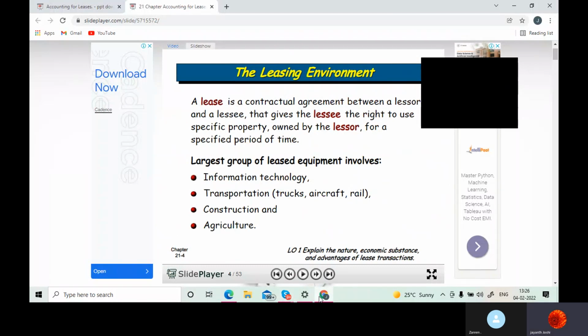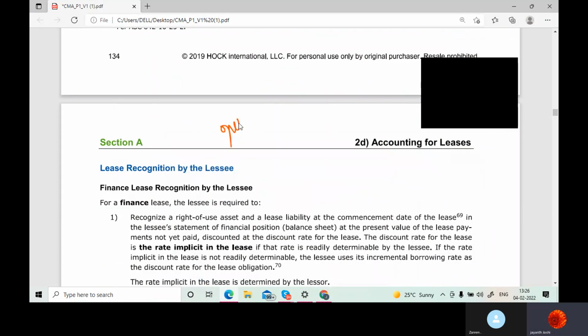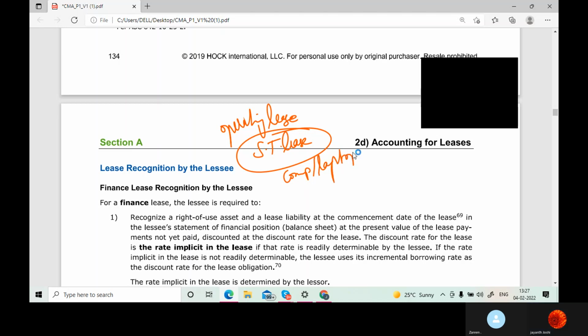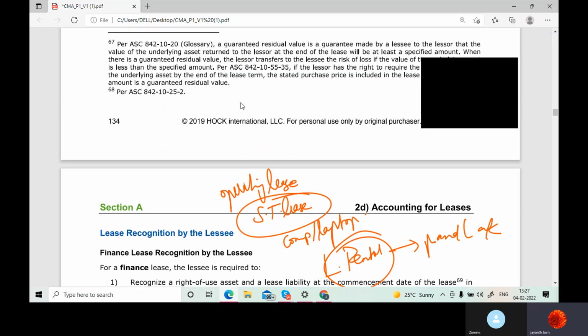See, in case of operating lease, in IFRS the treatments are different, in US GAAP the treatments are different, for short-term lease. If you take a property on short-term lease, if you take a computer or laptop on lease, you make a lease rental payment, correct? Yes, sir. And you show that in your P&L account as an expense. But if you're taking a property on finance lease or capital lease, then what happens? You have the right of use of that asset, correct? Yes, sir. So the right-of-use asset will be shown on the asset side of the balance sheet.